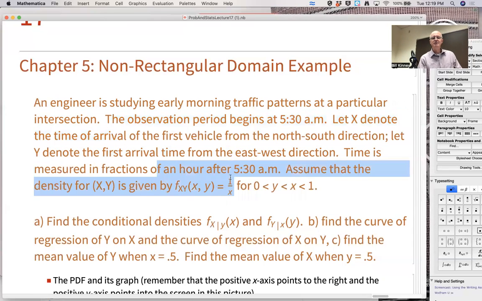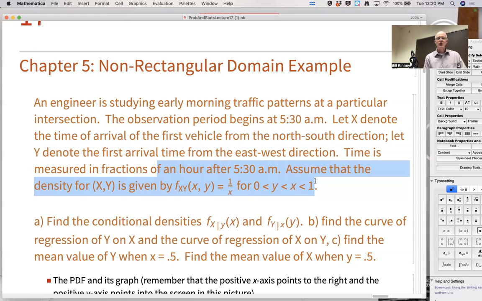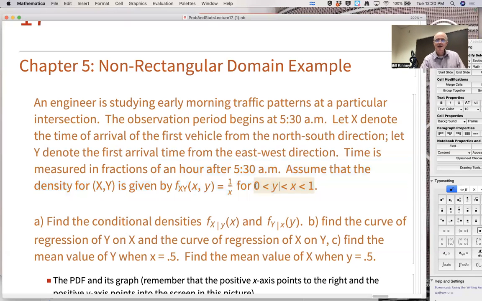Assume the density for this bivariate random variable is given by the formula that you see there. That's the joint density. f of x, y is 1 over x. You don't see any y in that formula. It's okay. The formula doesn't depend on y, but the domain does. The domain does depend on both x and y, and it's written in kind of a strange way.